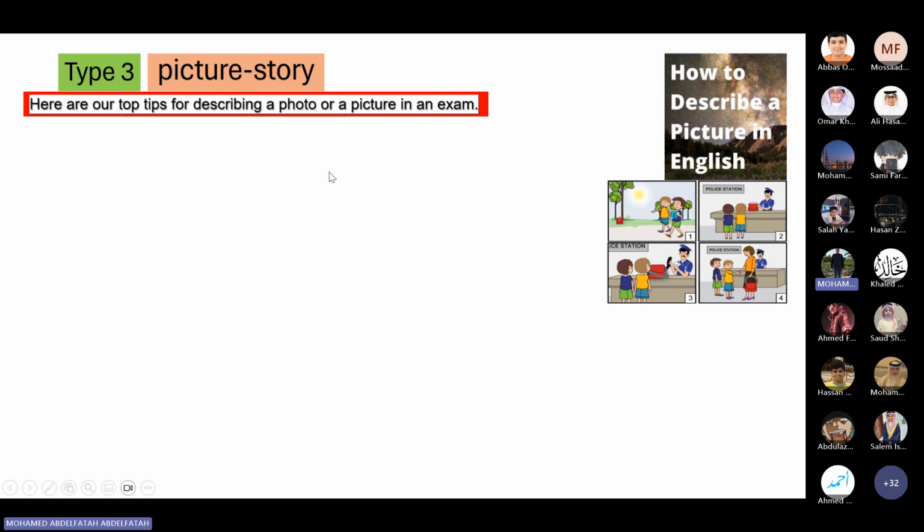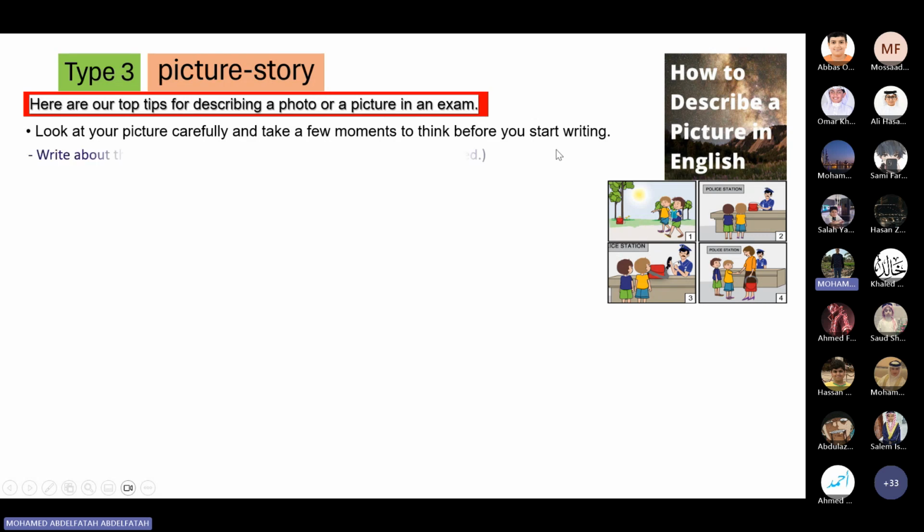Okay. Here, students, I am going to give you some tips on how to describe a picture story. Here are our top tips for describing a photo or a picture in an exam. Number 1, you have to look at your picture carefully. Look at the picture carefully and take a few moments to think before you start writing. Look at the events, what happened first, what happened then, next, after that, what happened at the end. Make a story in your mind before you start writing.